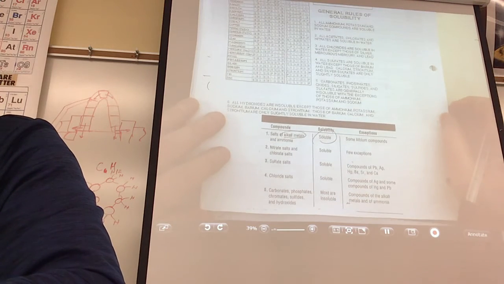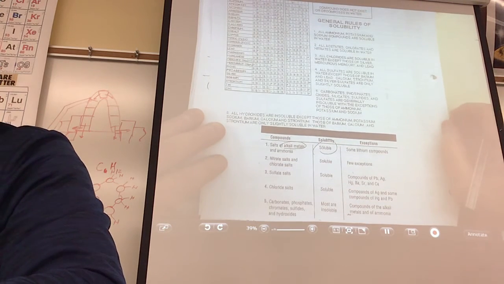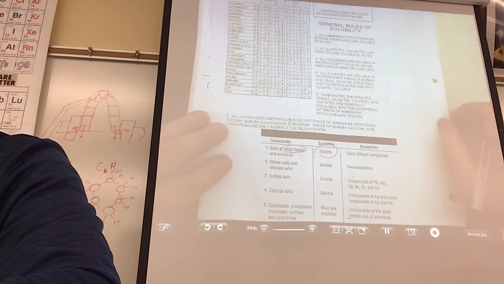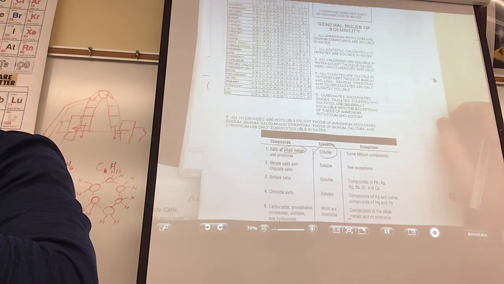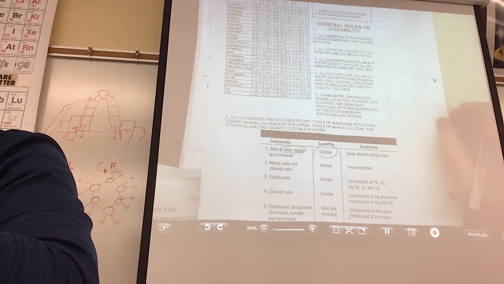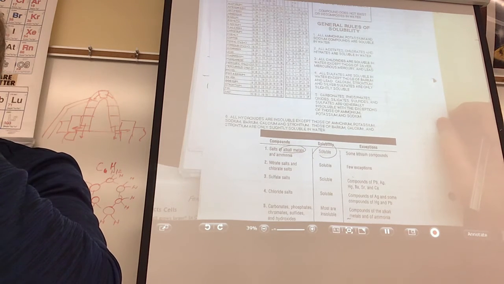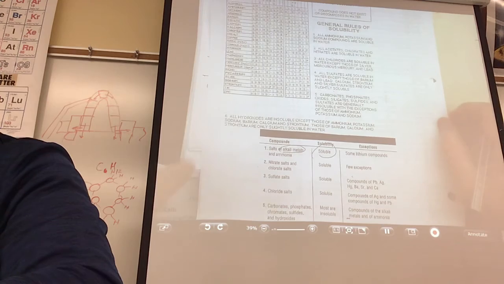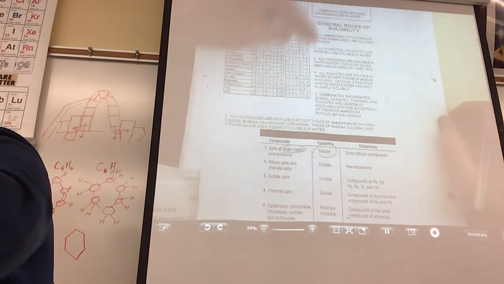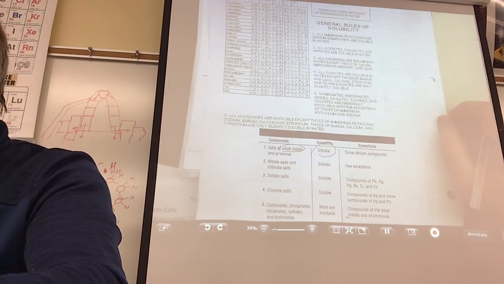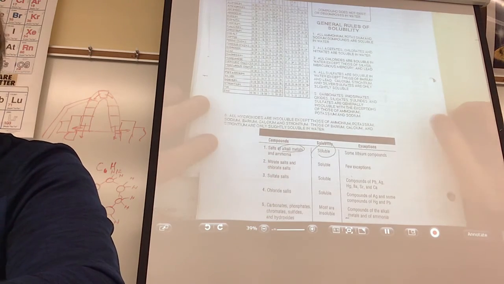How about another one? How about ammonium? Look up there. All those are soluble. Any others? Hydrogen? Okay. Now, let's look this way. Look for the anion, not the cation.